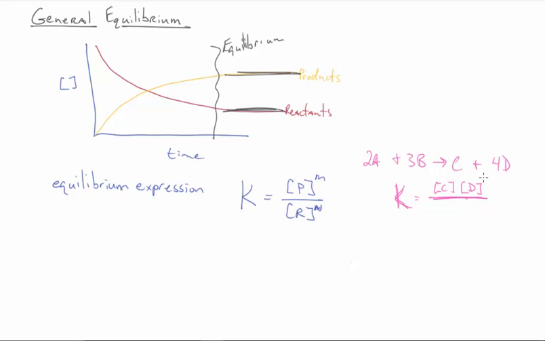And then D raised to the fourth power, concentration of A squared, concentration of B cubed, right? And so remember my rules here: when I'm writing my equilibrium expressions, products over reactants, coefficients become exponents, and I leave out solids and liquids. So I leave out those pure substances. I'm only concerned with things that are actually going to change concentration over the course of the reaction. All right? And solids and liquids, pure substances, do not change concentrations.